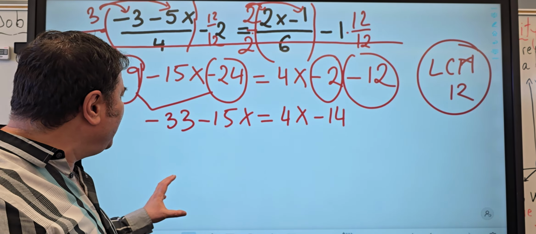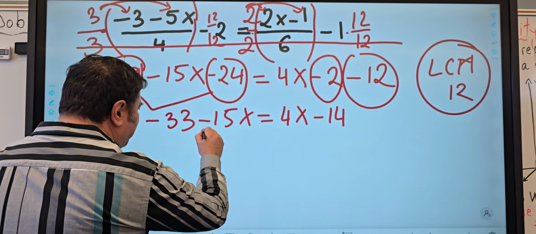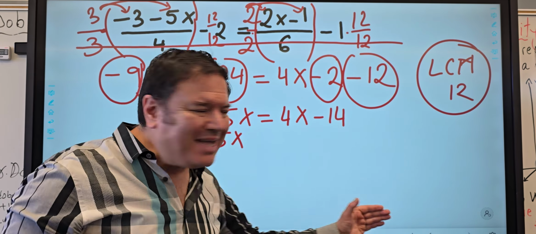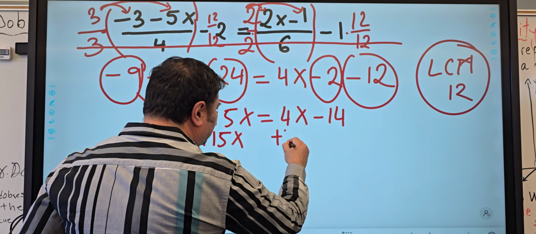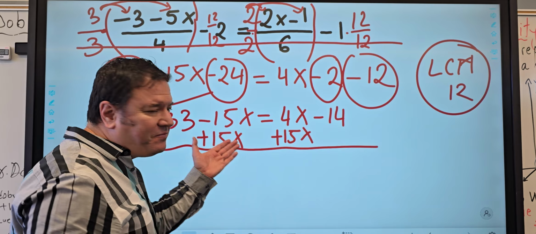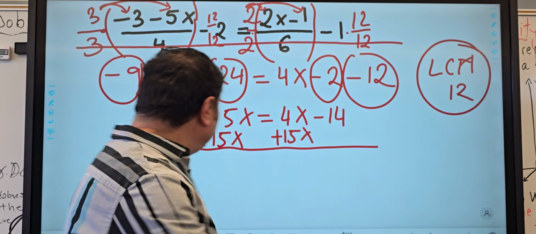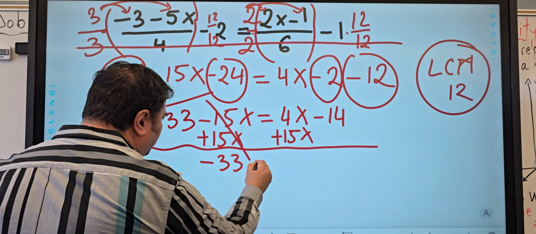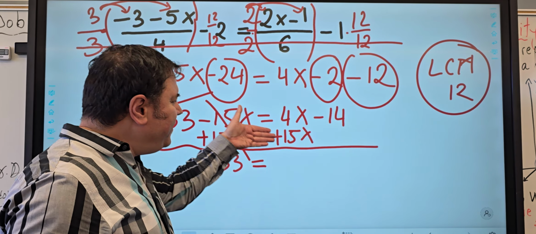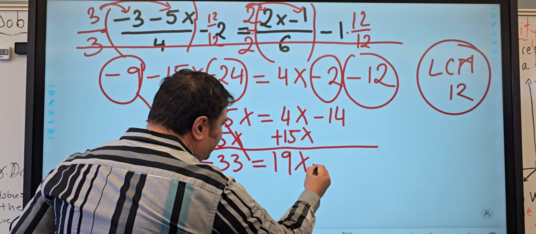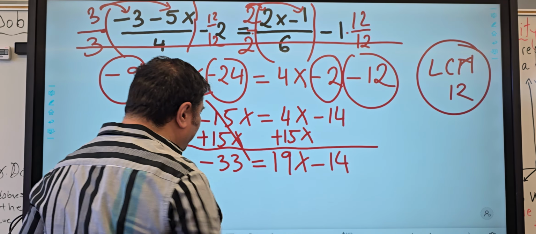Of course, it's better if we add, in this case, 15x on both sides. Whatever we do to this side, we must do to the other side, plus 15x. And let's see what we get. 15x and -15x cancel out. So we are left with -33 equals 15x plus 4x, which becomes 19x, and then minus 14.